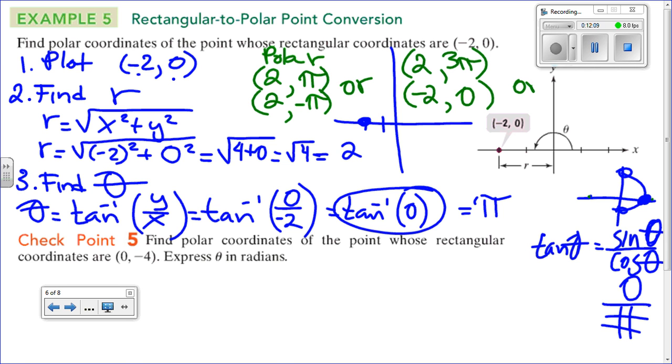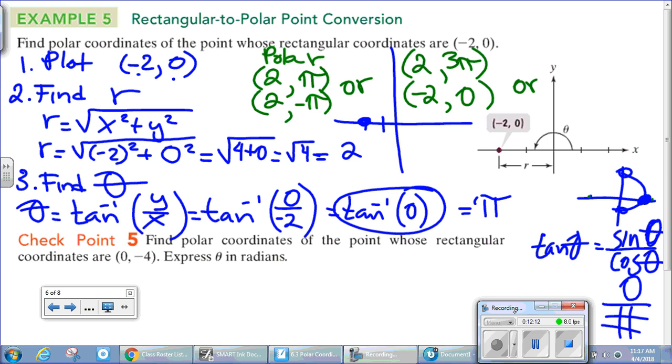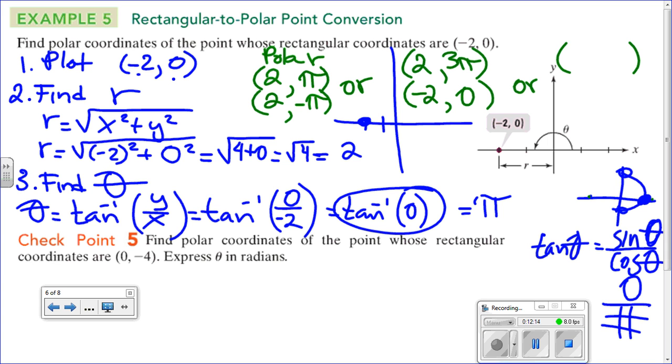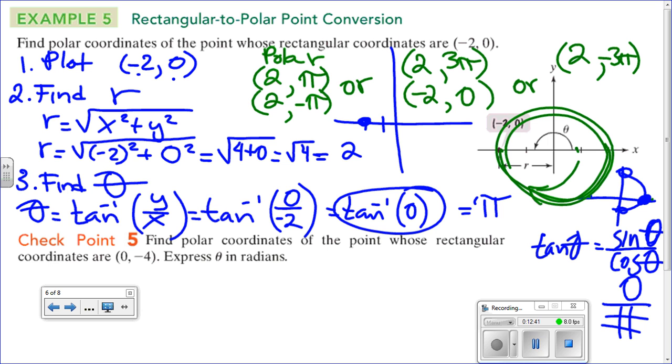Or what else? Let's find another one. Let's find one with a negative angle. Let's see. Negative 3 pi. Will that work? If I put a negative 3 pi, what should I make my r? Positive or negative? So negative 3 pi, I'm going in this direction, one full circle, and then half of a circle. So do I need r to be just positive or negative? Positive. Not really. It has to match the plot.